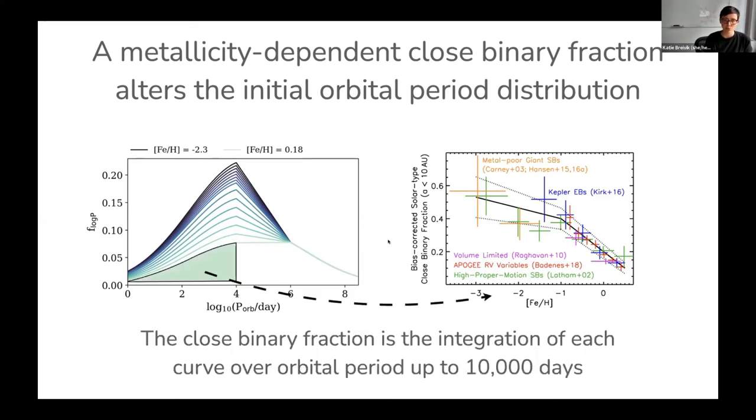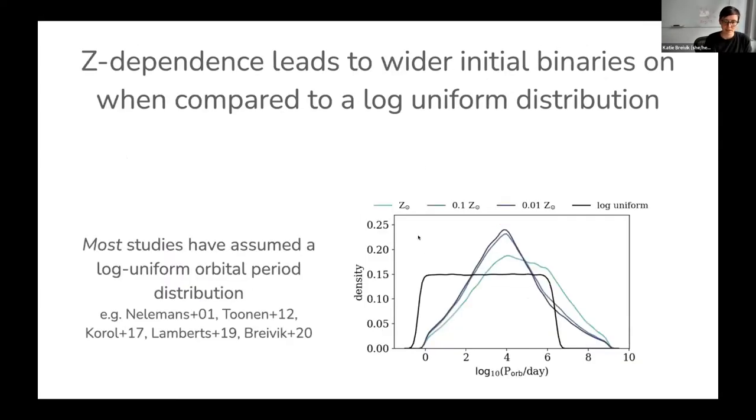And the way to translate between these two curves is that the integration of this curve up to 10 to the 4 days is the close binary fraction in total. What that means when you actually propagate that through into our binary population synthesis codes is that a metallicity dependent binary fraction, which is shown in the colored curves in this figure, leads to a much wider on average initial distribution when compared to initially log uniform orbital periods at zero age main sequence.